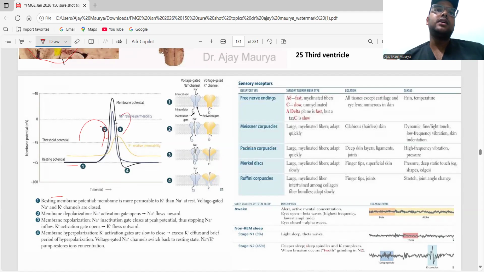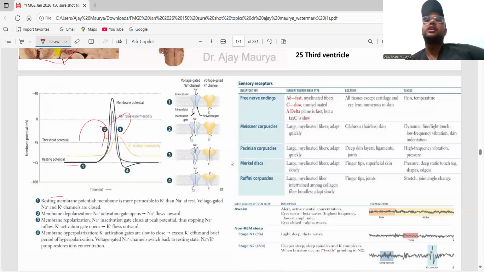The third phase is repolarization, which means relaxation. The sodium will be inactivated. Then the fourth one is membrane hyperpolarization. Just remember what is happening, what is the influx and the efflux. Just remember that one, and it will be very easy for you.